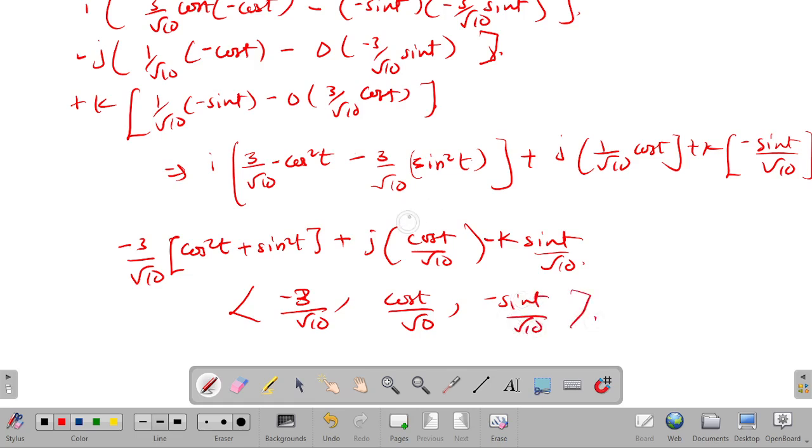And this is how you find normal vectors, binormal vectors, and tangent vectors. I hope the application and explanation was helpful.